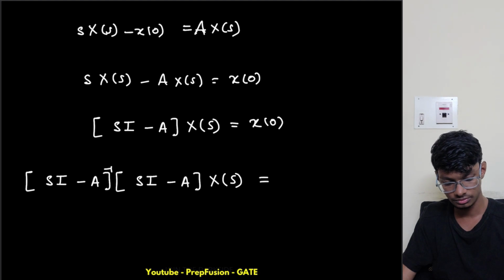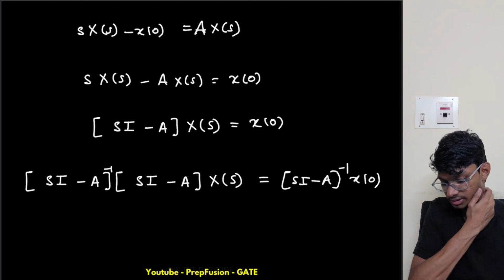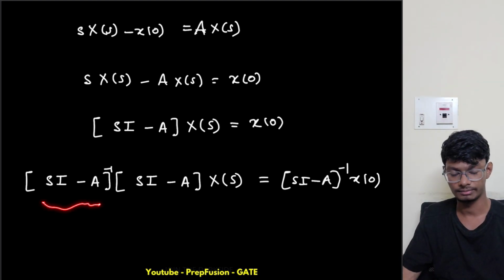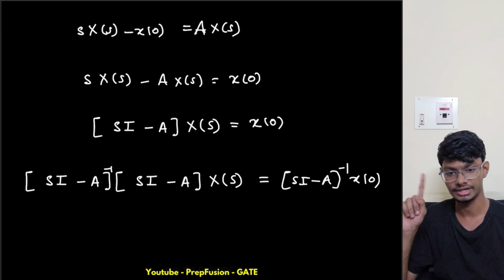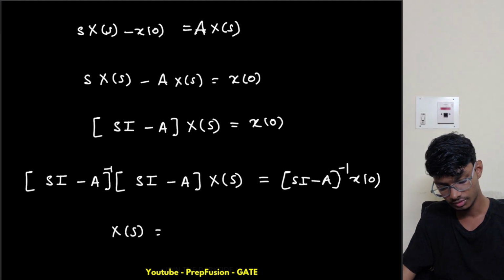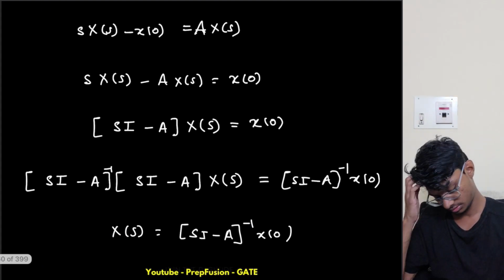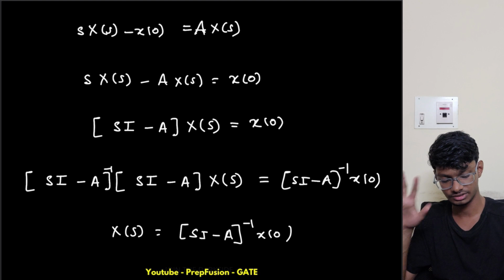This minus 1 equals (sI minus A) inverse into x of 0. Any matrix multiplied with its inverse becomes identity only. So it becomes x of s only, equals (sI minus A) inverse x of 0. Now what does this x of s become?